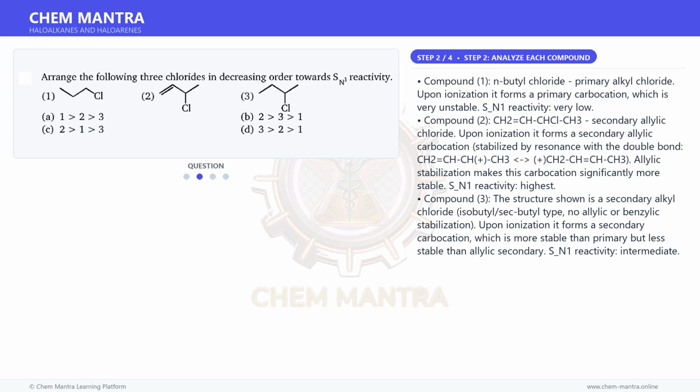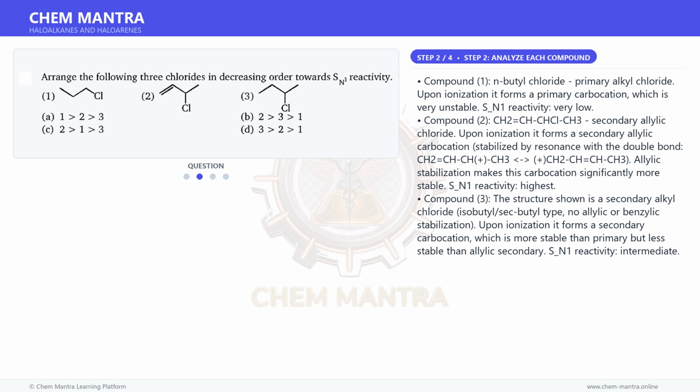Upon ionization it forms a secondary allylic carbocation, stabilized by resonance with the double bond: CH2=CH-CH+-CH3 and +CH2-CH=CH-CH3. Allylic stabilization makes this carbocation significantly more stable. SN1 reactivity: highest. Compound 3.